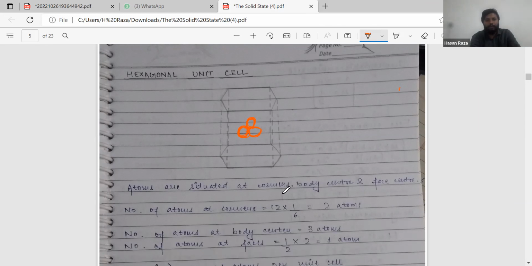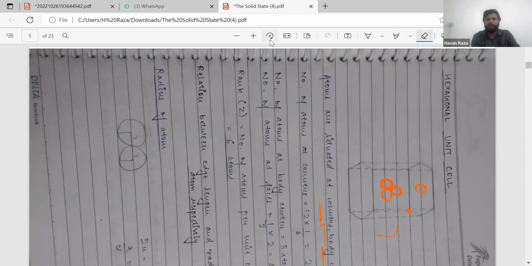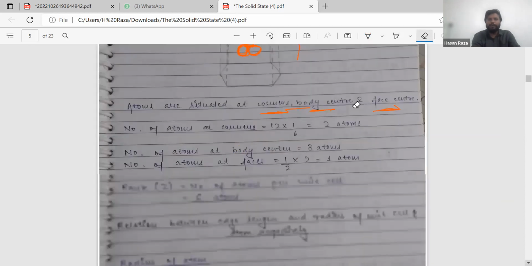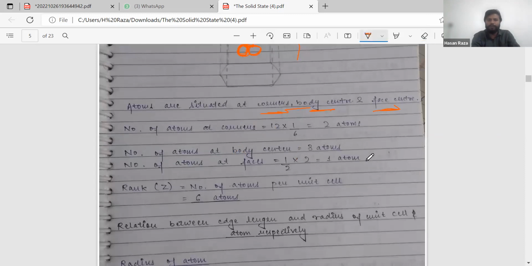Atoms are situated at corners, at the body center, where I already told you three atoms will be, and at face centers, which is very easy. If you have an atom at a face, it is divided by two: half for this cell and half for the other cell. So it's very easy to understand this point. Now I'm going to explain the number of atoms at the body center: three.